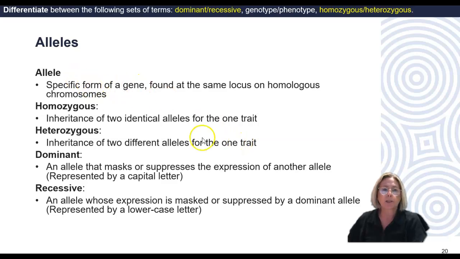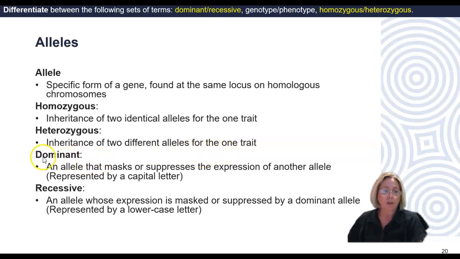So on this slide, we have some important terminology referring to alleles. Alleles are specific forms of a gene. They're found at the same locus on homologous chromosomes. When they are homozygous, it means that there is inheritance of two identical alleles for that particular trait. And when they are heterozygous, there's inheritance of two different alleles for a particular trait.